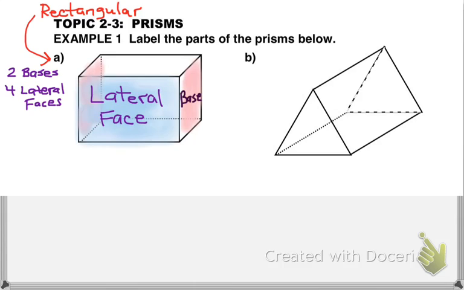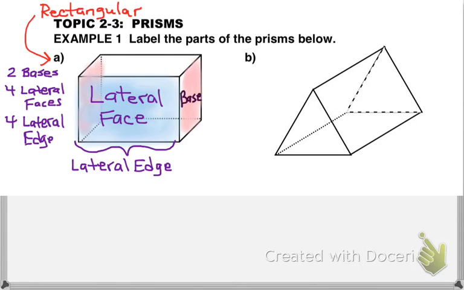And a rectangular prism has four lateral edges. A lateral edge is an edge of a prism where the lateral faces intersect.